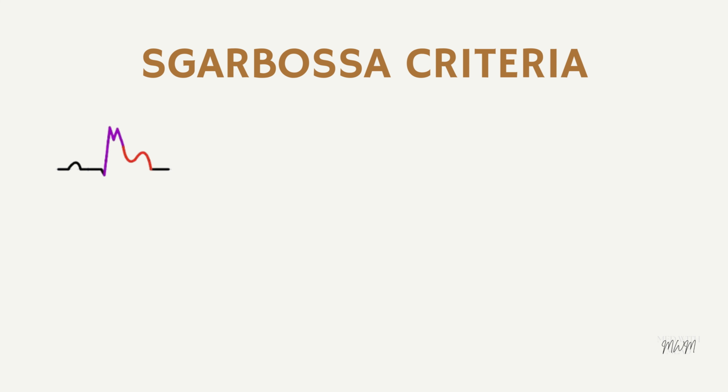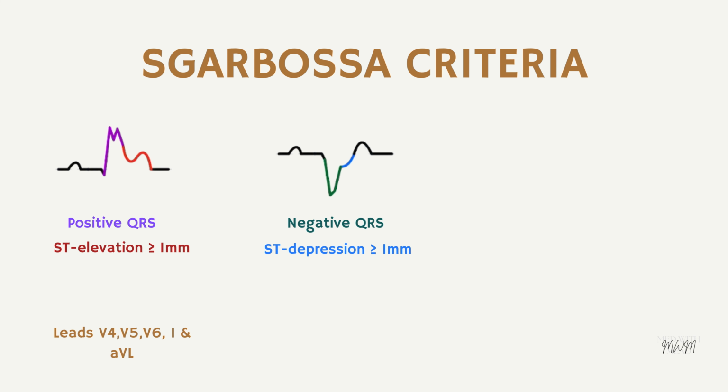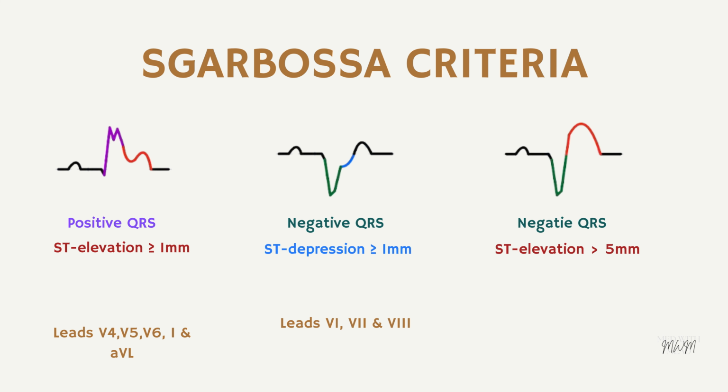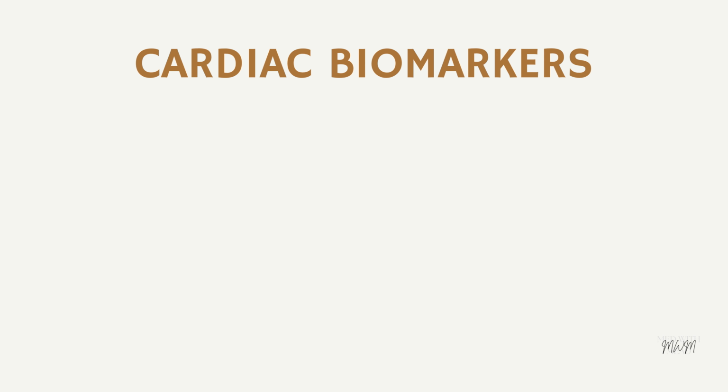Basically, if there is ST elevation in the same direction as the QRS complex in leads like V4 to V6, also I or aVL, or ST depression of 1 millimeter or more in V1 to V3, or very strong ST elevation over 5 millimeters, it suggests there is an ongoing myocardial infarction.